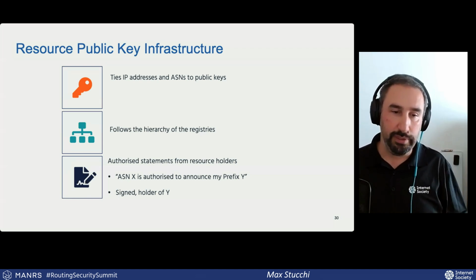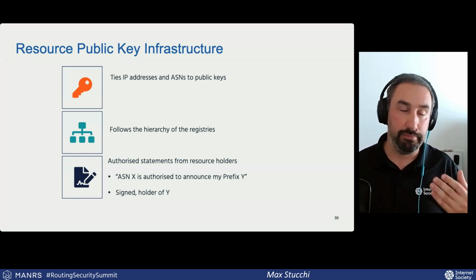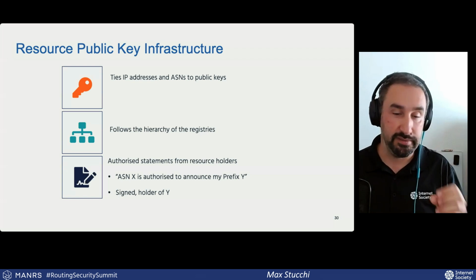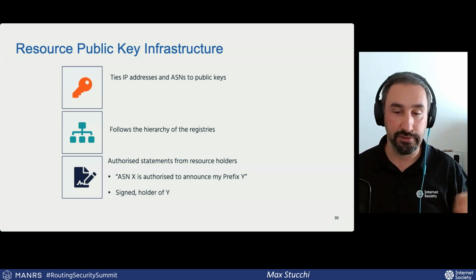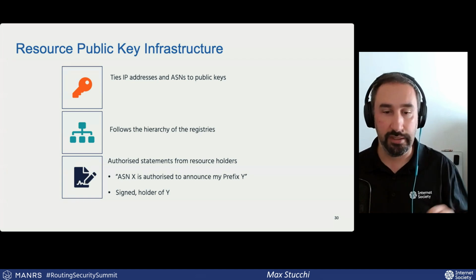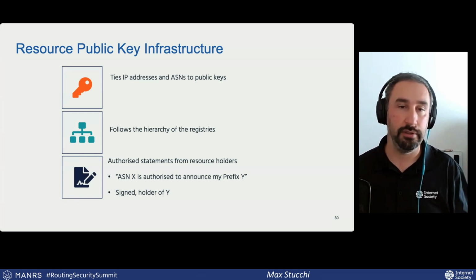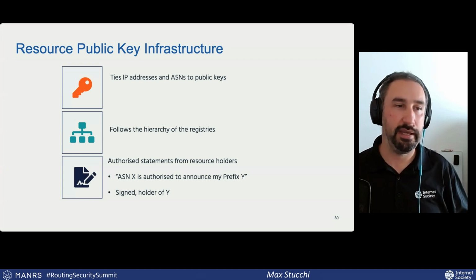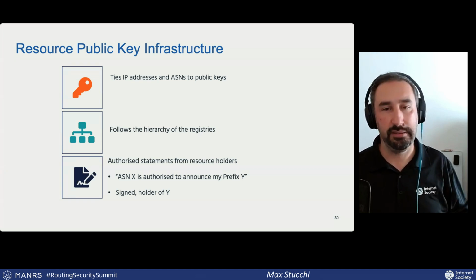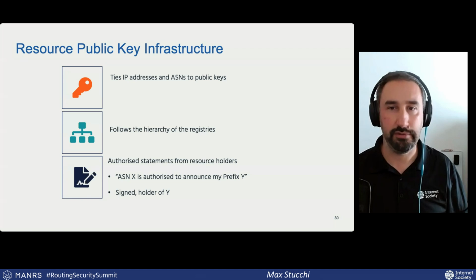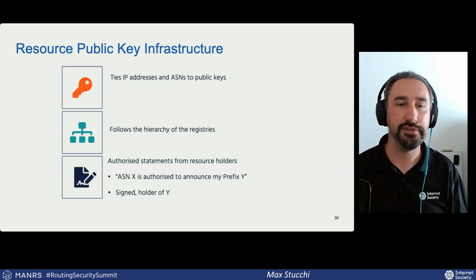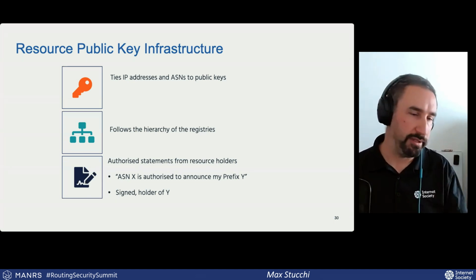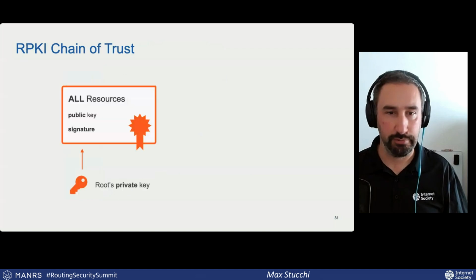And then what we get is basically a piece of data that says that a certain ASN is authorized to announce a certain prefix, and the signature comes from the holder of the prefix. So if I have a network, I can say, I authorize the ISOC research ASN to announce that because I want them to do so. And I can just do that.